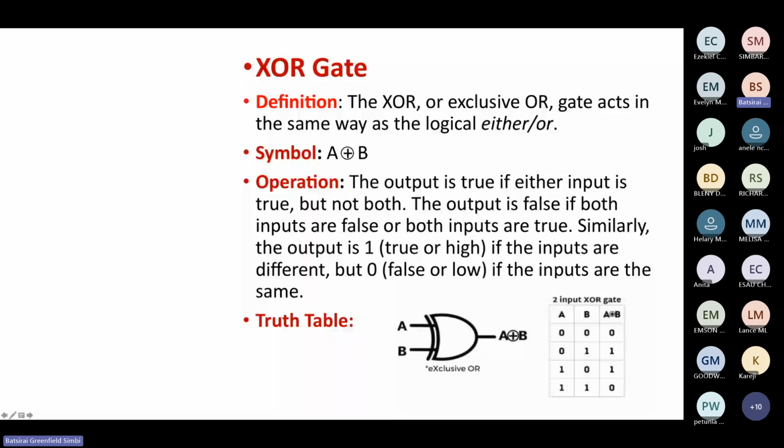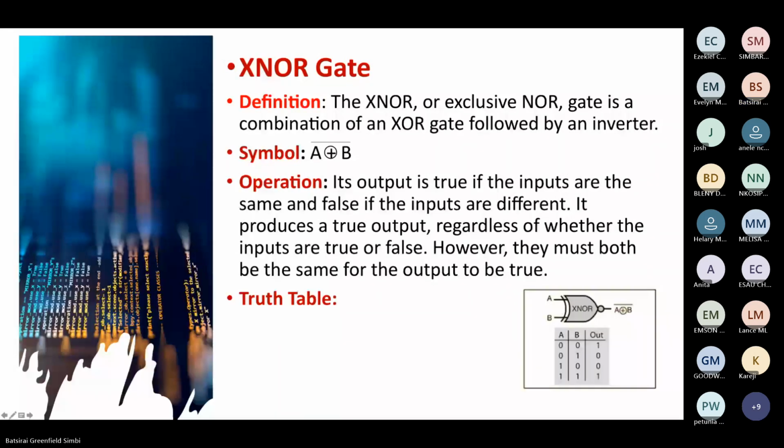So this is the truth table of the XOR gate. For the symbol, you can see it's A, B, with a circle around the plus sign. Then that's A plus B. Then we have an XNOR gate.